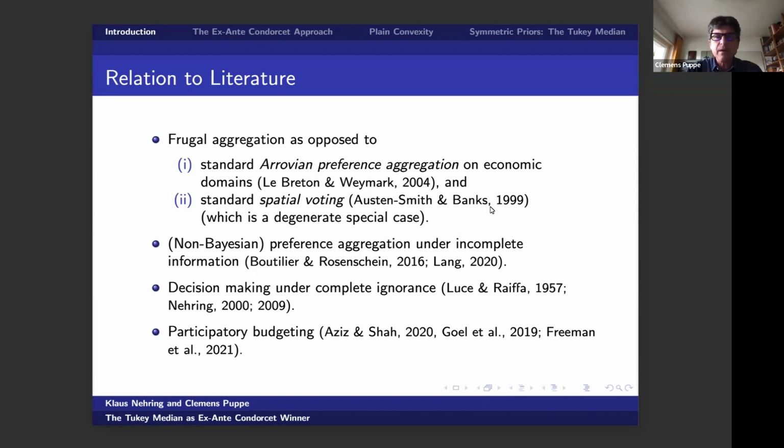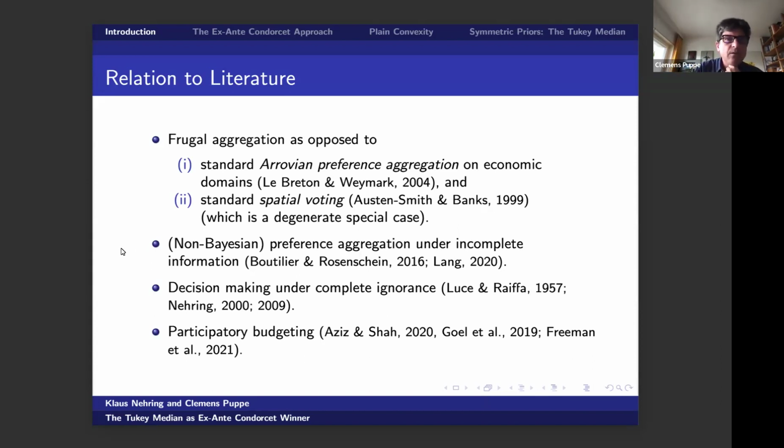Of course, there is a relation to a literature on preference aggregation under incomplete information. There is a survey article by Boutilier and Rosenschein. There is work by Jérôme Lang and others on this. Of course, there is also a relation to the literature on decision-making under complete ignorance. I really recommend every one of you to go sometime back to this wonderful classic text by Luce and Raiffa, which is one of the really important textbooks in decision and social choice theory. And this is a wonderful book where this idea of complete ignorance has been discussed extensively. There are also newer contributions. In particular, Klaus has worked on this, not in the context of social choice, but individual choice. But this literature is relevant to us. And then from the point of view of application, participatory budgeting is important. And there has been a lot of interest in this recently.